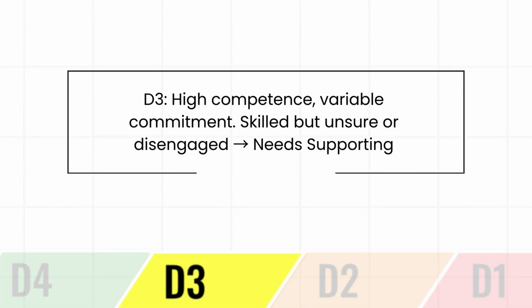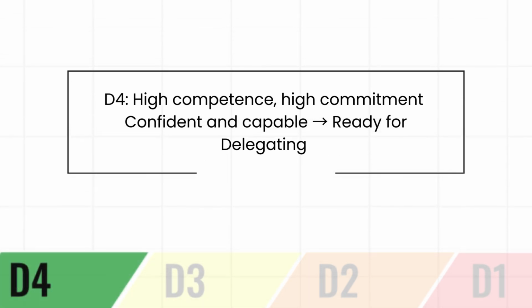D3 is high competence, but variable commitment, or perhaps variable confidence. So they are skilled, but they could be unsure of their skills, or perhaps they are disengaged. Either way, they will need more support. And then style D4 is high competence and high commitment. They are confident, they are capable, they are committed, and they are ready to do the task on their own. So this is when we leave them to it and let them do that on their own.